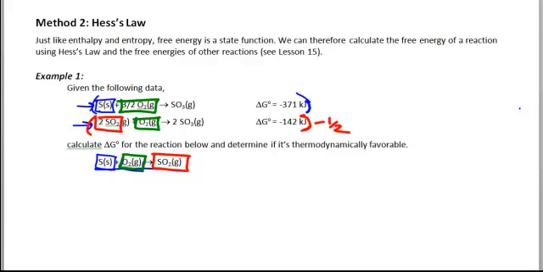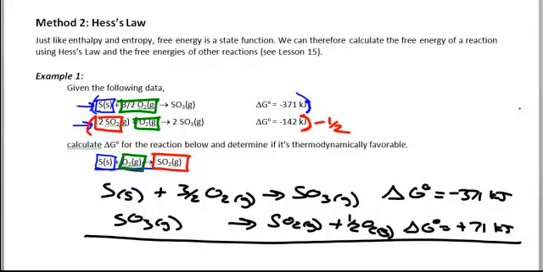So let me just rewrite these then so that we can see more clearly what's going on. Okay, so there we have our 2 equations. Notice that the second one has been flipped around and multiplied by 1/2. Notice that we also multiplied our ΔG by negative 1/2 as well, giving us a new ΔG value of positive 71. Now we can add these together, and hopefully things will cancel out.